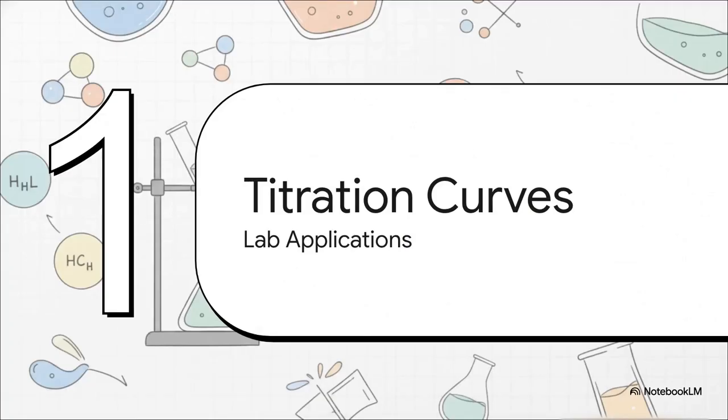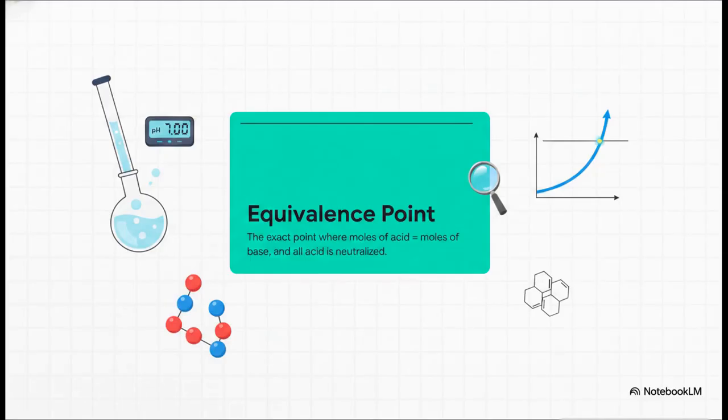Finally, Section 5, Understanding Titration Curves, Lab Applications. Okay, so a titration is essentially a laboratory method used to hunt down the concentration of an unknown acid or base. And the entire goal? Reaching the equivalence point. This is that magic exact moment where the moles of acid equal the moles of base, meaning every last bit of the acid is neutralized. When you're titrating a strong acid with a strong base, this exact moment of total neutralization lands perfectly at a neutral pH of exactly 7.